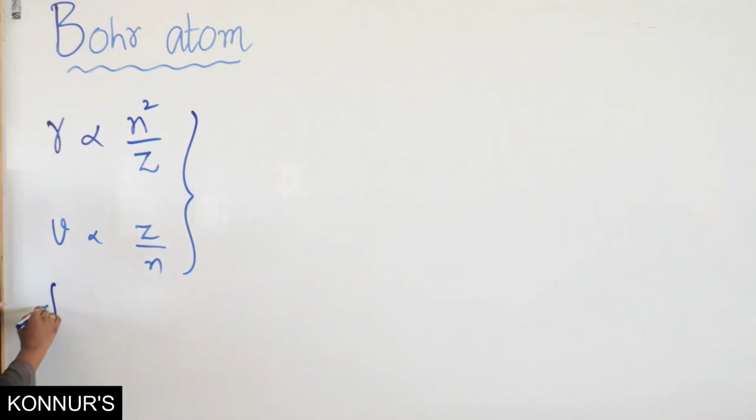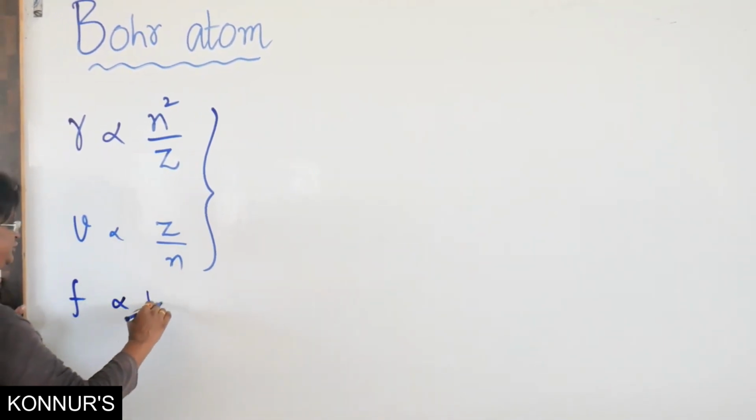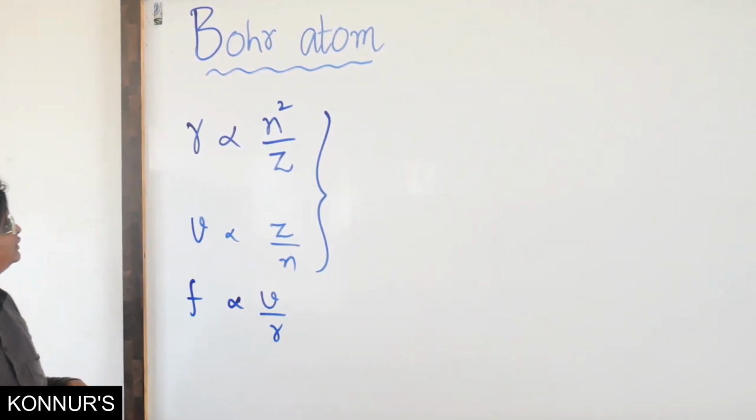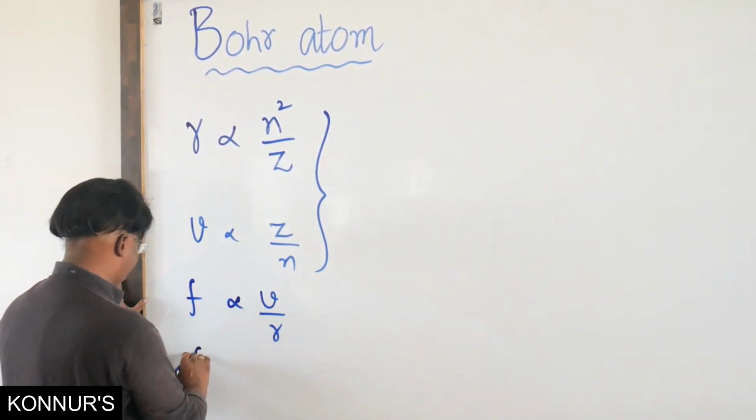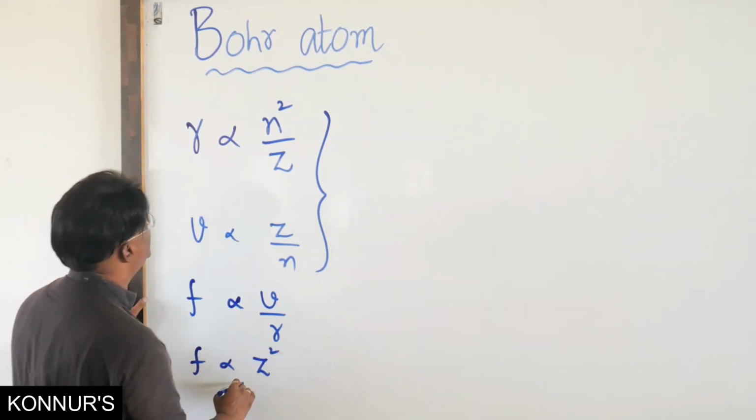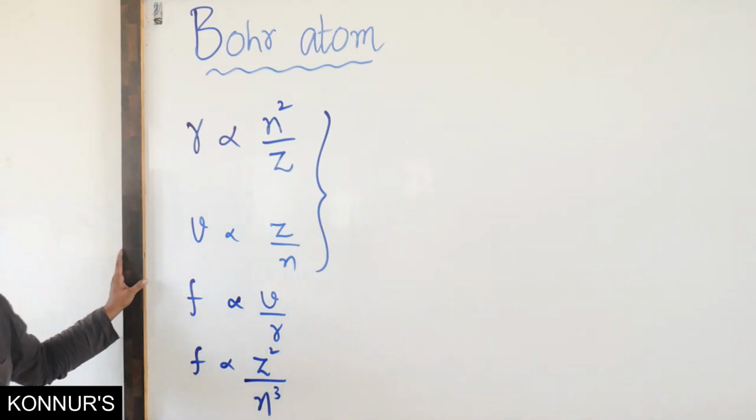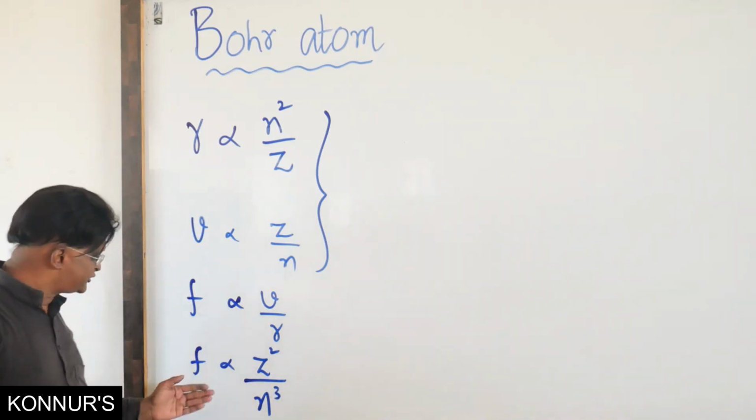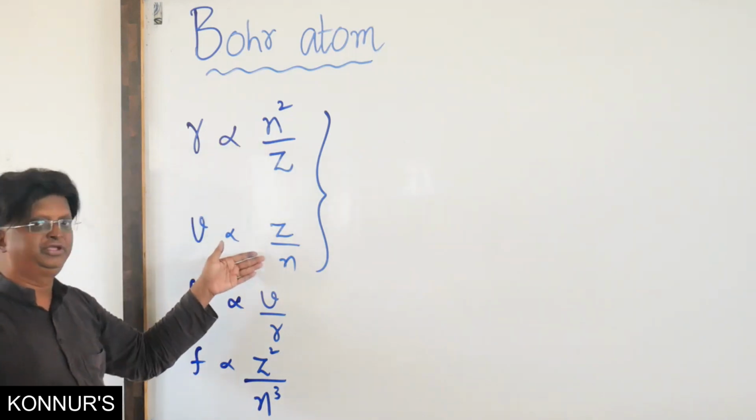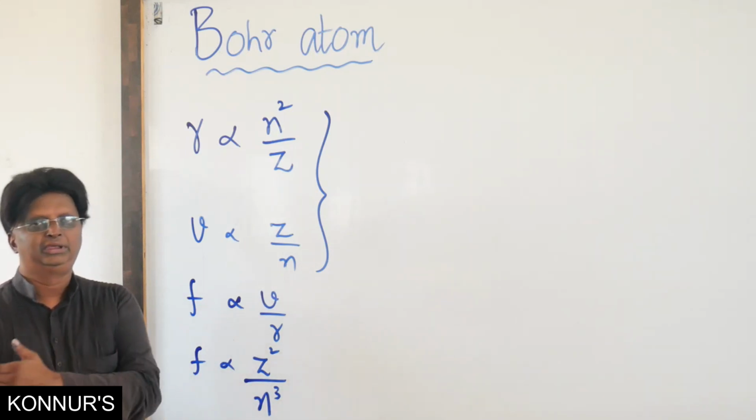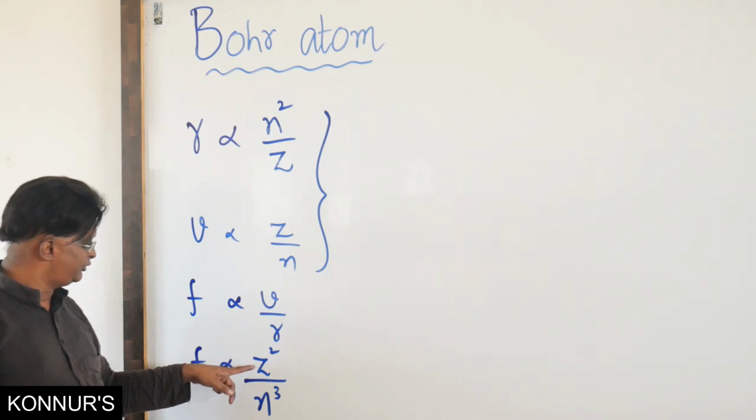Therefore now if I take the frequency of revolution, frequency proportional to, we know that omega is equal to 2 pi f, omega is v by r. Therefore f proportional to v by r. F proportional to v by r will tell you that it is f proportional to Z squared by n cube, is it not? Now actually we should not try to memorize this, rather it can be observed from these 2, right? Frequency proportional to 1 by n cube in a particular Bohr atom. Suppose if the atom is also changing, then it also depends upon this value of Z.